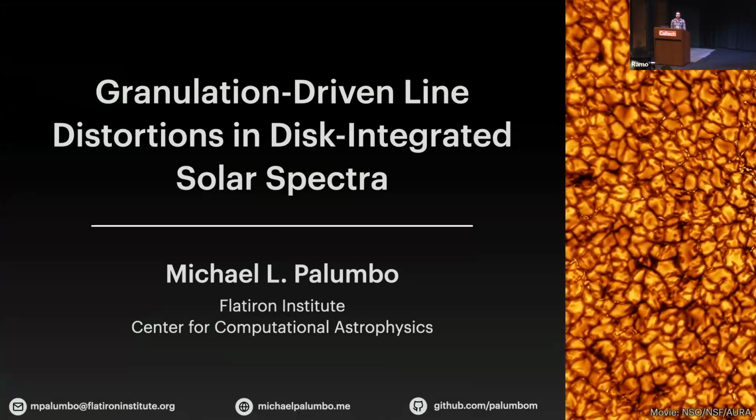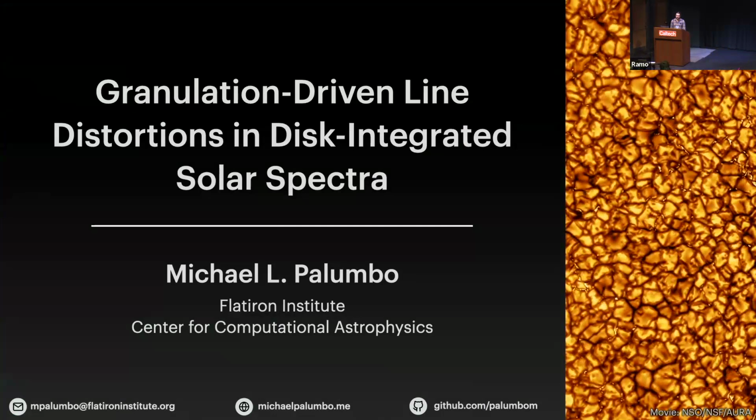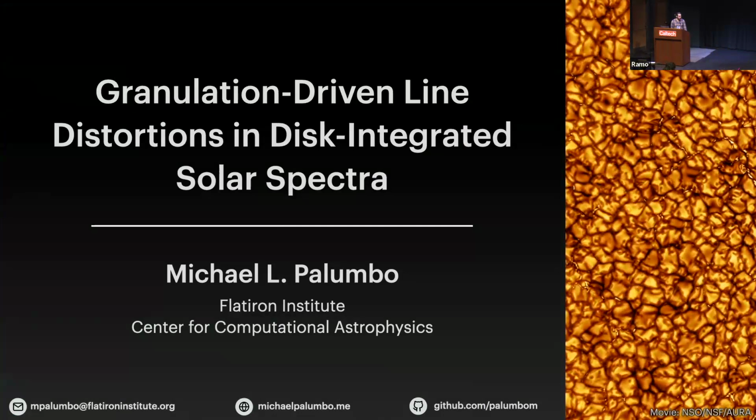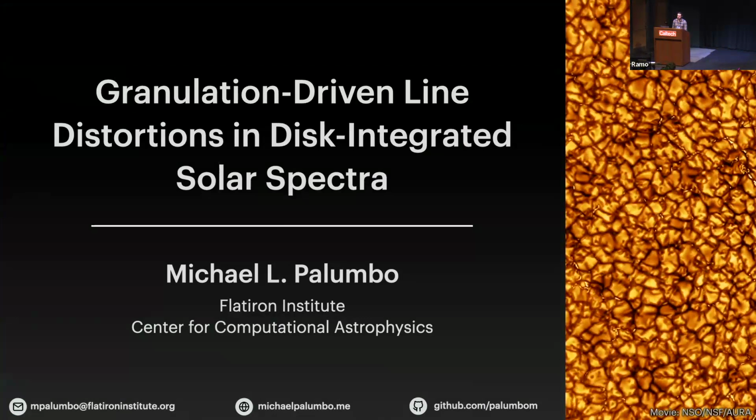Hi, I'm Michael. I'm a postdoc at the Flatiron Institute. I'll be telling you why granulation is kind of scary. So granulation refers to the pattern of convective cells that manifest themselves on the surfaces of cool sun-like stars.